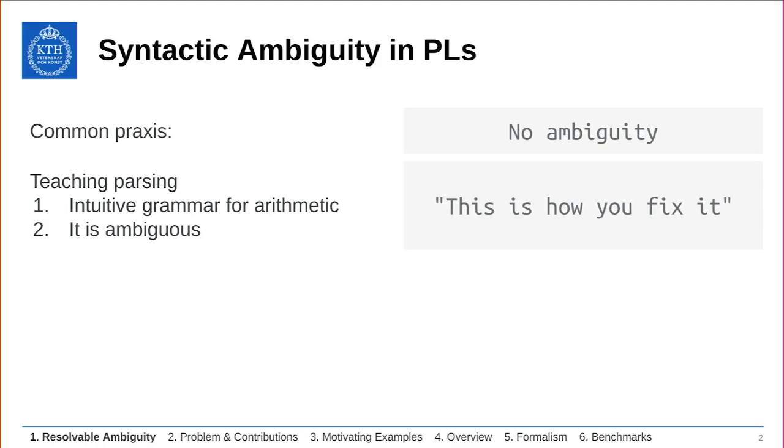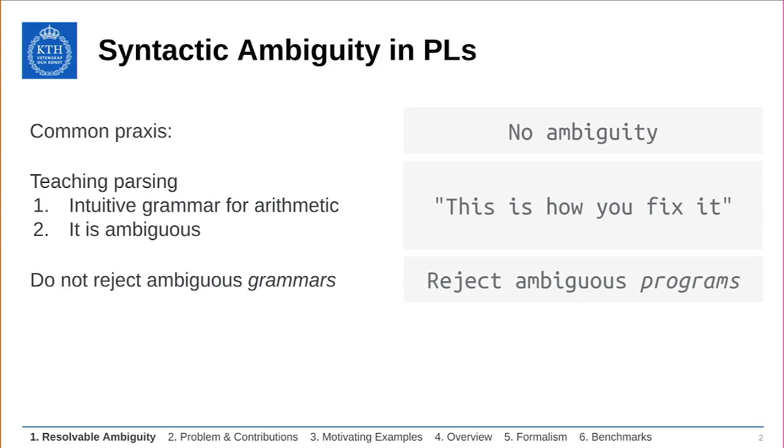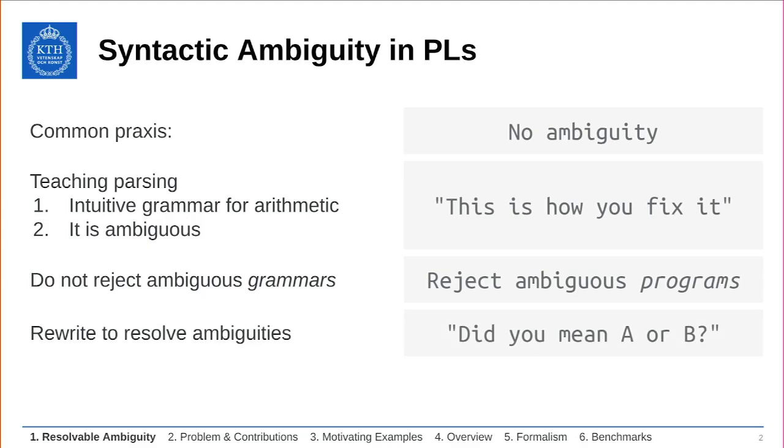So in particular, I'm saying that we shouldn't outright reject ambiguous grammars. We should only reject ambiguous programs. This means that when someone writes an ambiguous program, the compiler should reject it and give a compile time error. And the user should then be asked to rewrite the program such that it is unambiguous, but means the same thing that you originally intended.